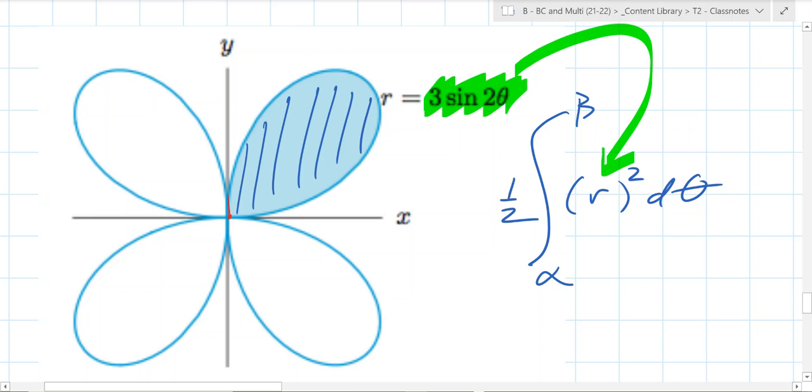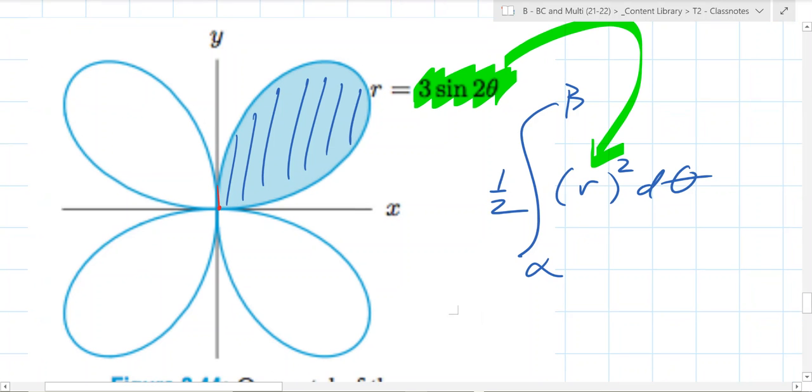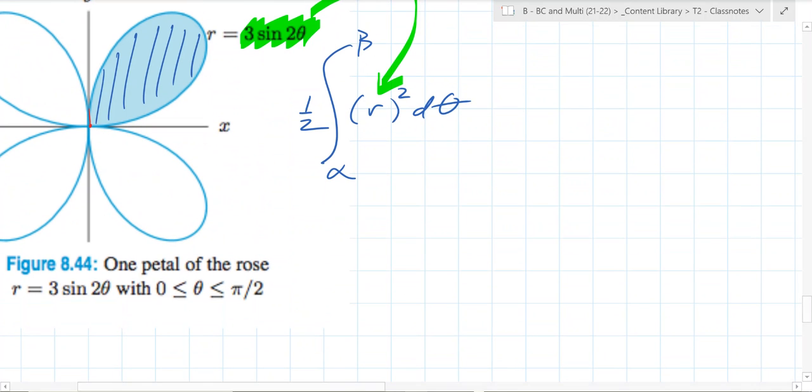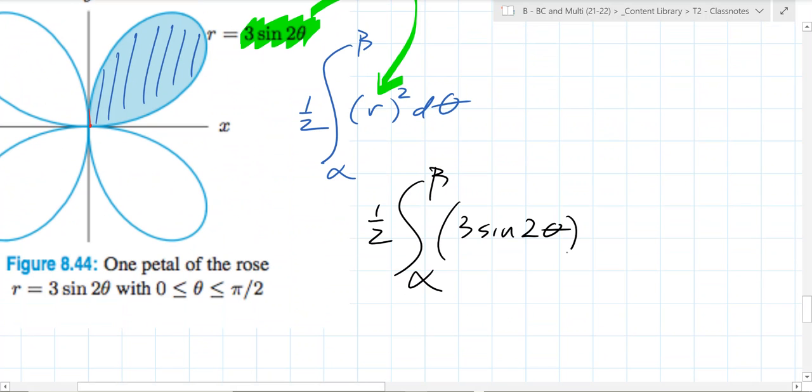Sometimes will you have to build it? Absolutely, but generally speaking, they don't have you build polar equations. I've never seen them have you build a polar function on the BC test. They give it to you. So you plug that in, and what do you get? 1/2 integral from alpha to beta of (3 sine 2 theta) squared d theta. But what do you have to find now?